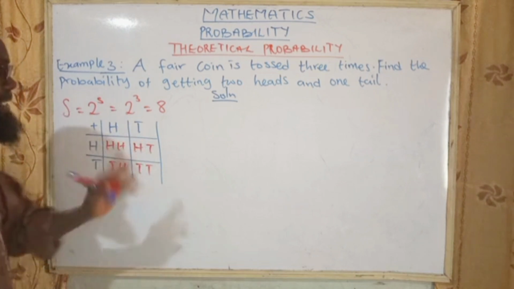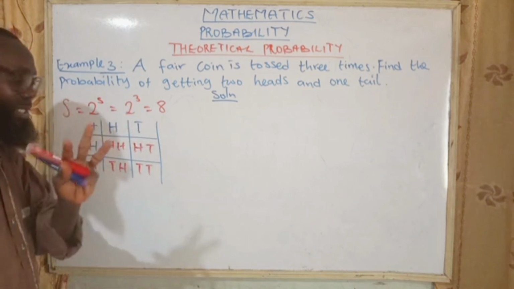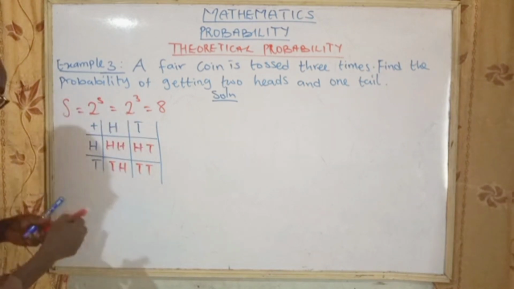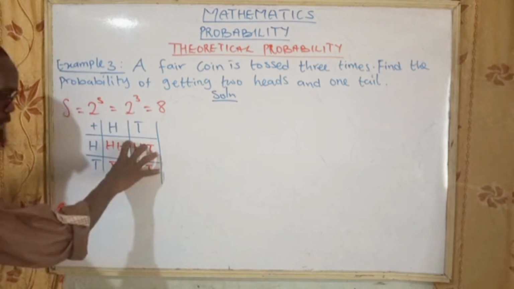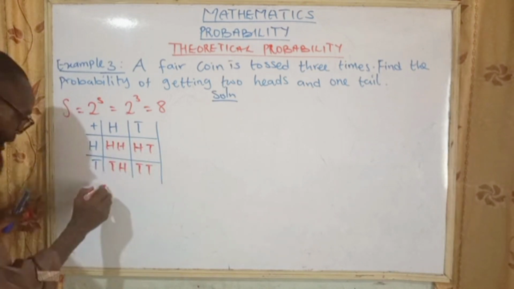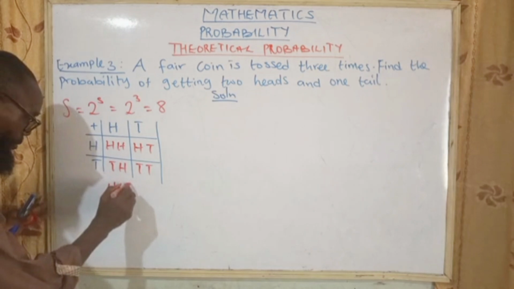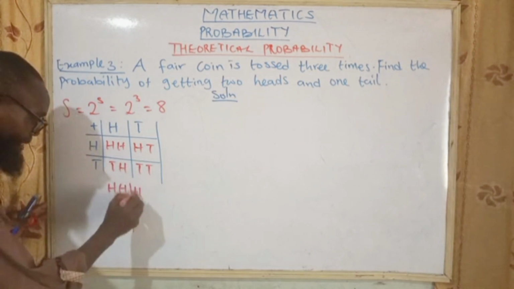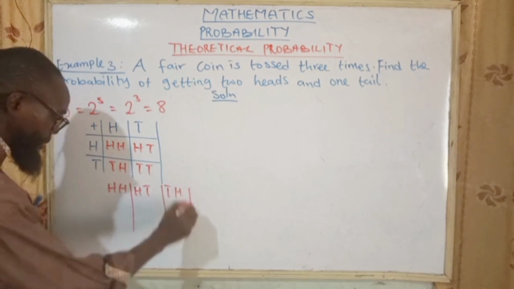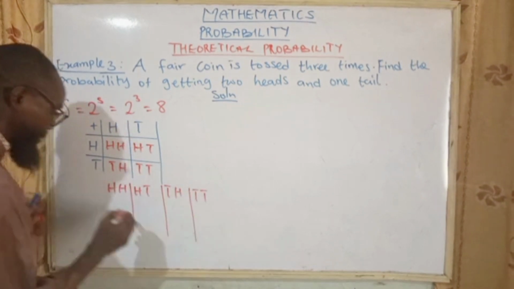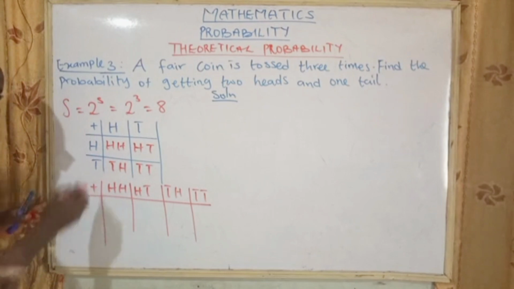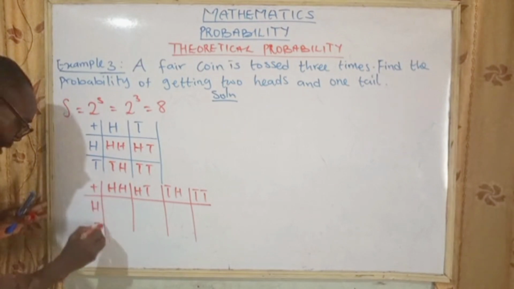Now, since they are tossed 3 times, this is 2 times, the first one and the second one. What of the next one? Now, the result of this one will be used for the last one. That is head, head, head, tail, tail, head, then tail, tail. So we use it against head and tail.